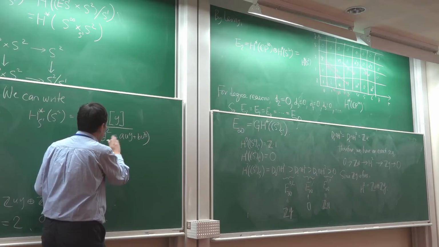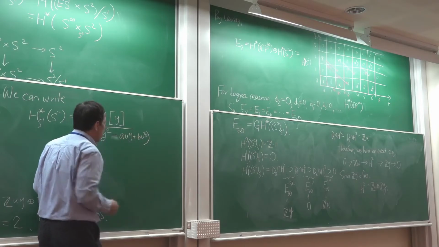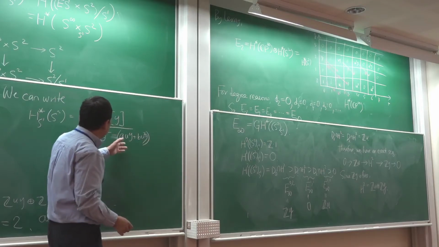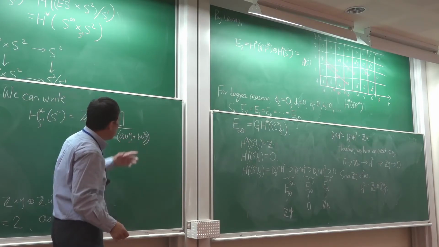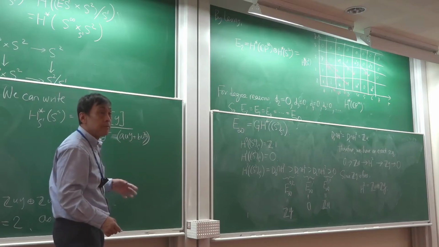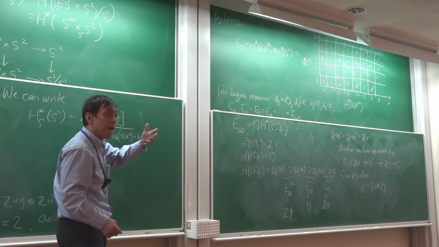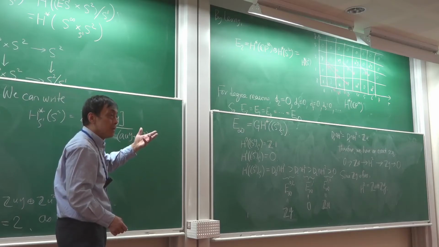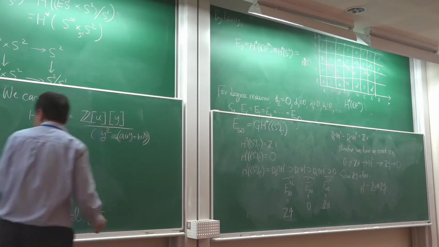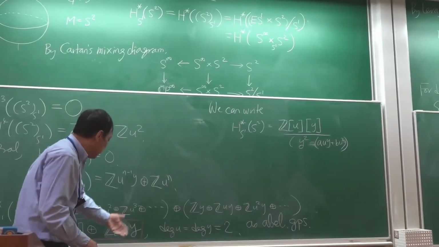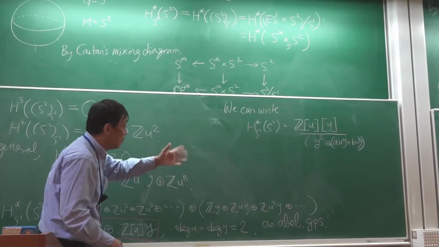Yeah, so there's some relation like that. If you know what the A and B are, then you know the ring structure, okay? Because then you know how to multiply y with itself. That's the only thing we don't know. I mean, y times u is going to be uy. It's there.